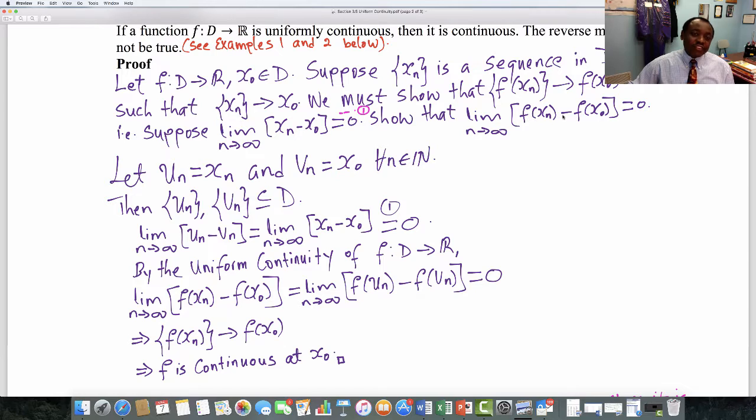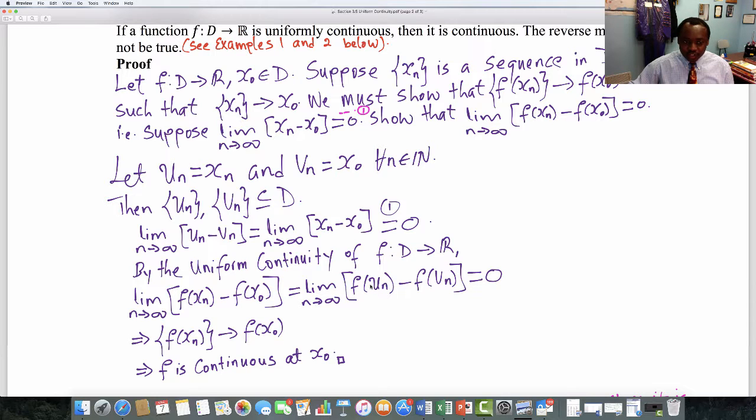We do know that f is uniformly continuous. So the limit as n approaches infinity of un minus vn equals 0. Therefore, by the uniform continuity of f on the domain D, the limit as n approaches infinity of f of xn minus f of x0 equals the limit as n approaches infinity of f of un minus f of vn.